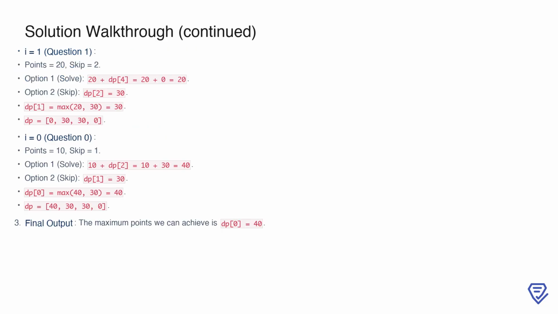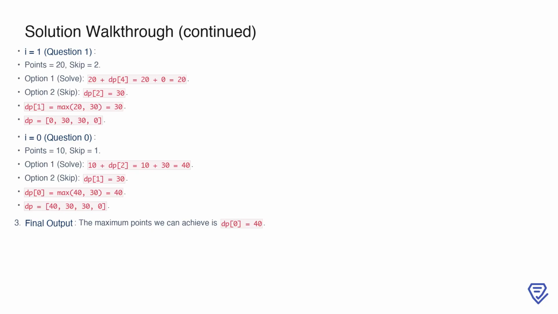Next, we evaluate question 1, which offers 20 points and requires skipping 2 questions. Solving it gives 20 plus DP[4], or 20, while skipping it gives DP[2], which is 30. Skipping is better, so DP[1] is set to 30. The DP array becomes 0, 30, 30, 0.